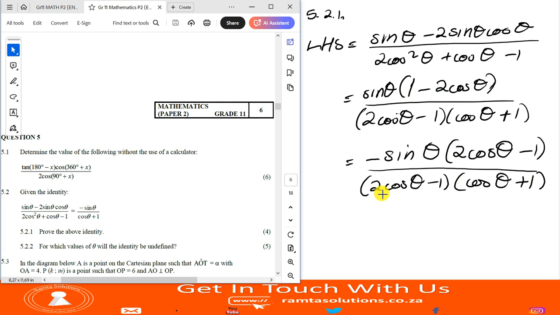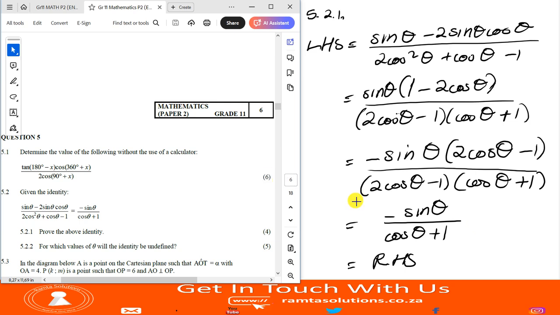Okay? As you can see, these guys are cancelling. So that means we are left with negative sine theta over cos theta plus 1. This is equal to the right hand side. So we have proven this identity.